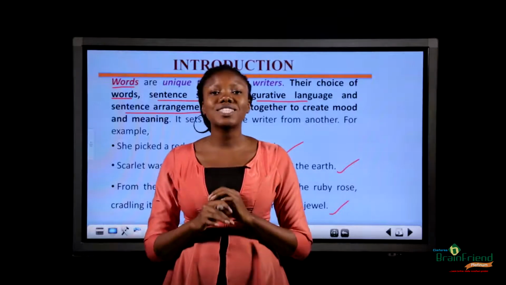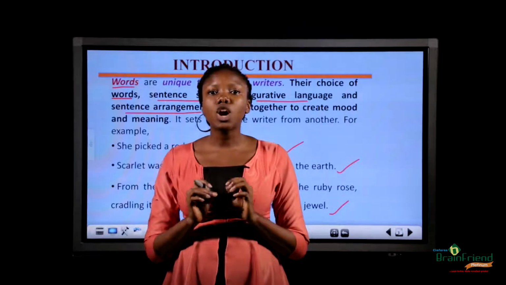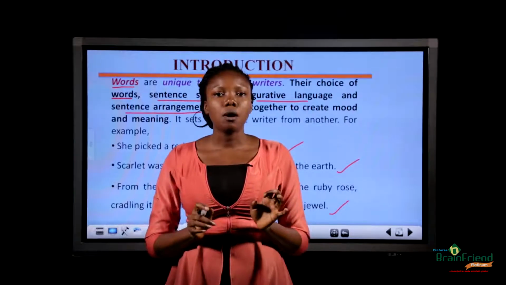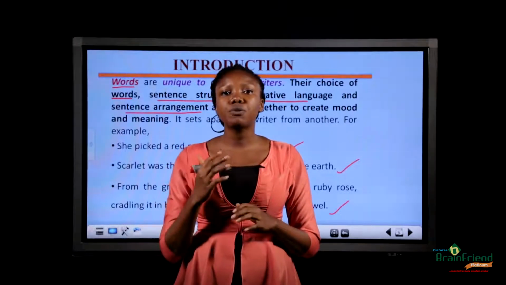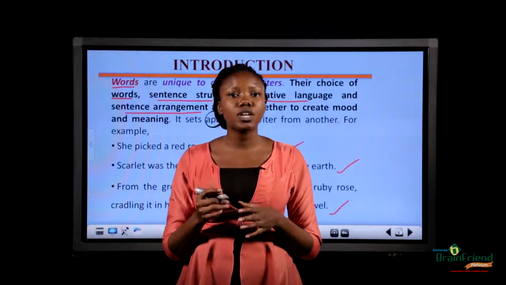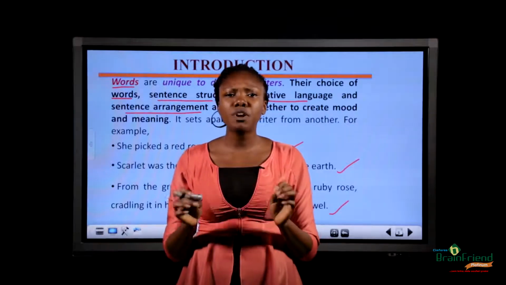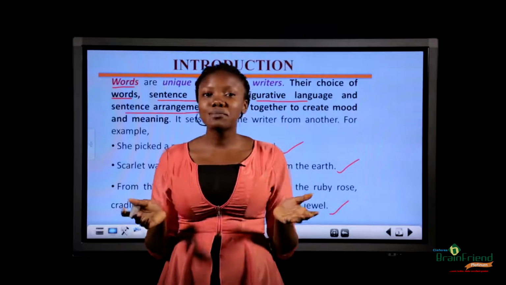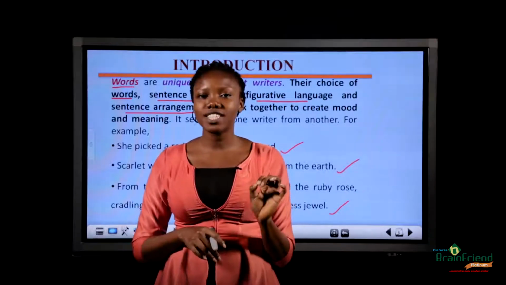These three authors are saying the same thing. They all mean that a rose was picked from the ground. But we see that from the first author to the second author and the third author, they use different words. But take note that the different authors used keywords like she and rose. Those words were important to pass on the information. This means that writers have different styles.